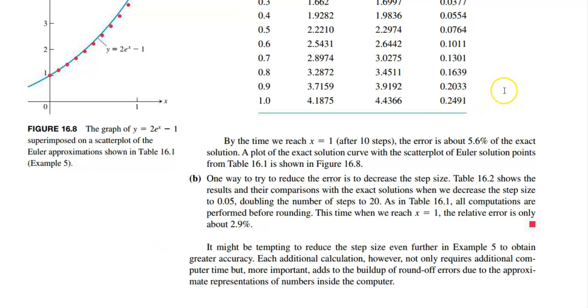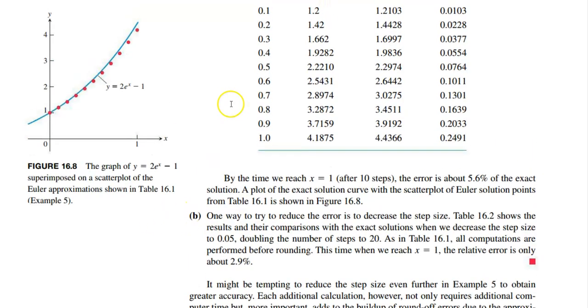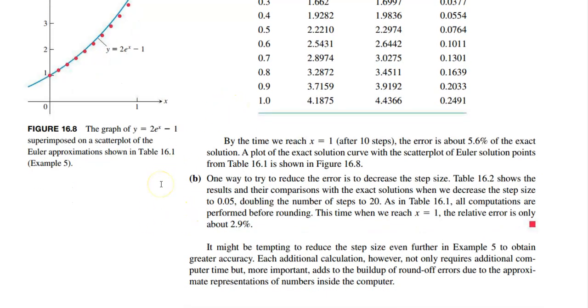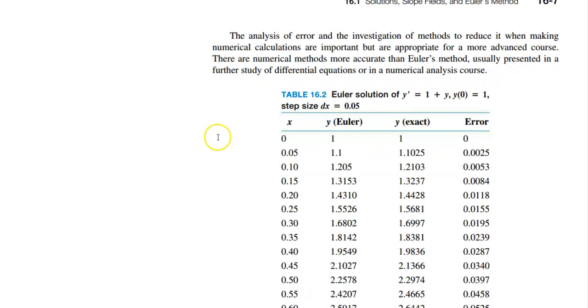It might be tempting then to say, why wouldn't we reduce the step size even further to get it closer and closer? But each additional calculation not only requires additional computer time, but more importantly, it adds to the buildup of round-off errors due to the approximate representations of numbers inside the computer. The analysis of error and the investigation of methods to reduce it when making numerical calculations are important, but they're appropriate for a more advanced course than this.